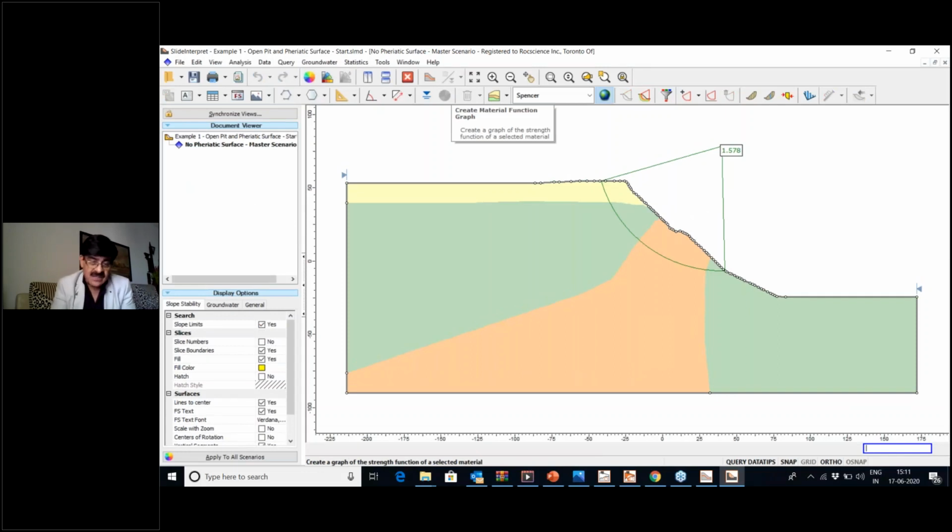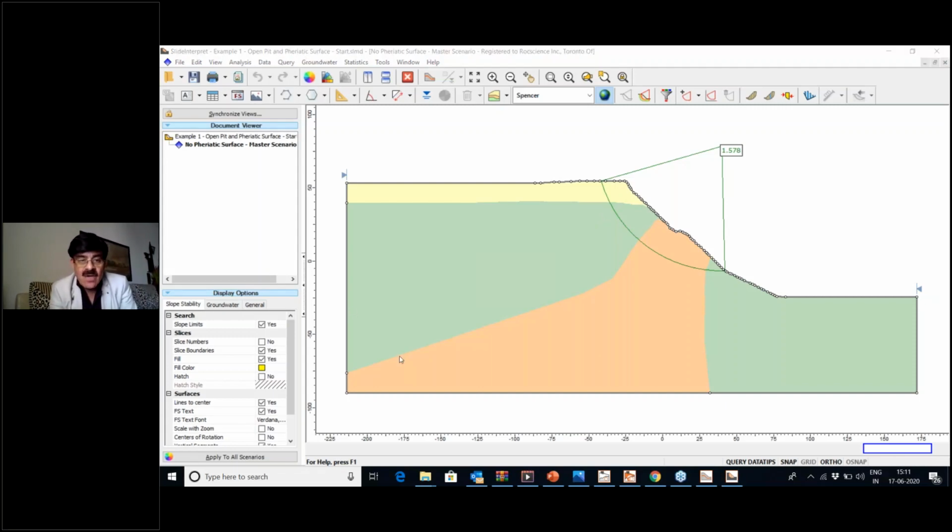And here is the result. And you can see the factor of safety is 1.578. Usually for these slopes, you would be happy with a factor of safety of 1.5. So this is a stable slope. But remember, we haven't applied any water yet. And let's see what water can do to the factor of safety and the stability conditions.